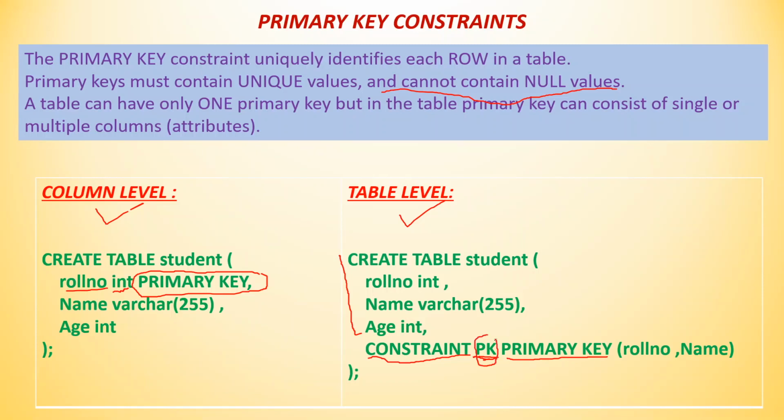This is not a keyword. It is the name given to the primary key. We have given pk name to the primary key, and here in brackets we have written roll number comma name. It means when we are declaring primary key, we are using roll number and name together as a primary key. Not a single attribute is the primary key here, but roll number and name in combination make the primary key. So these are 2 ways to apply primary key constraint.